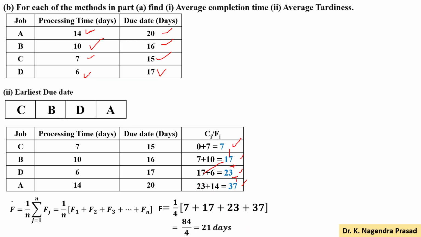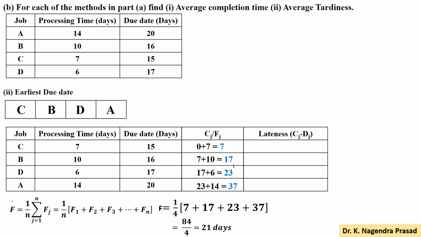Next we will determine the tardiness values. Before that I have to determine the lateness. We know that lateness is Cj minus Dj. So for job C, the Cj value is 7 and the Dj value is 15. So 7 minus 15 is equal to minus 8. Next for job B, the Cj value is 17 and the Dj value is 16. 17 minus 16 is equal to 1.